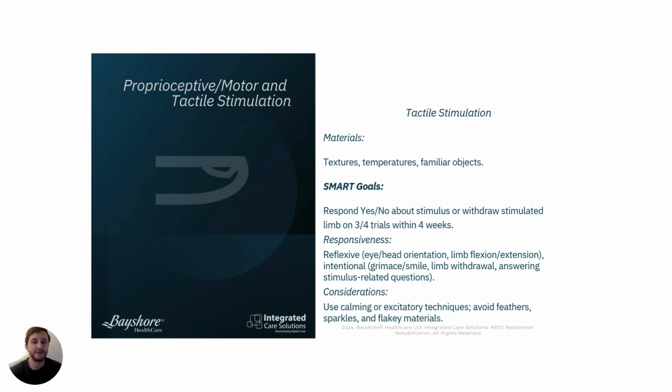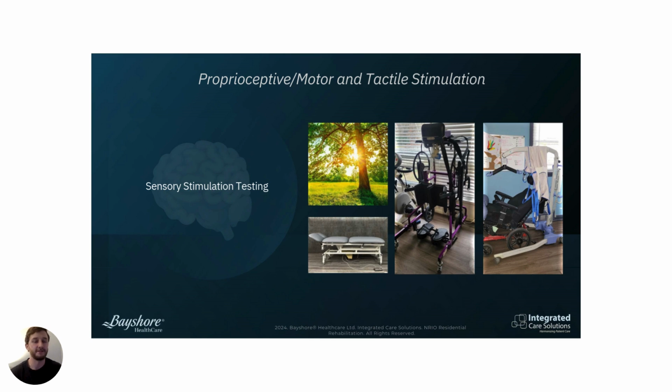Tactile stimulation would be texture, temperatures, and familiar objects. And then here is just a visual of the proprioceptive motor and tactile simulation. So it looks like there's some gait aids and some other accessory items that they could be using.